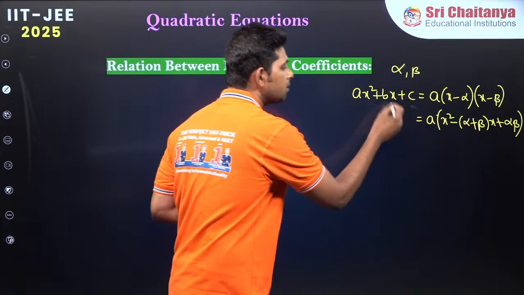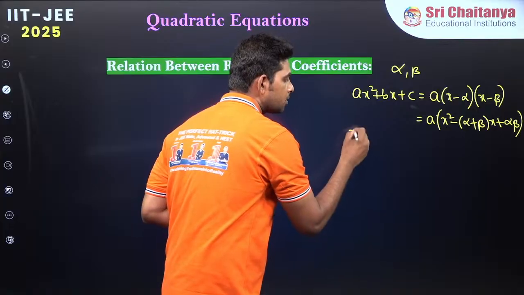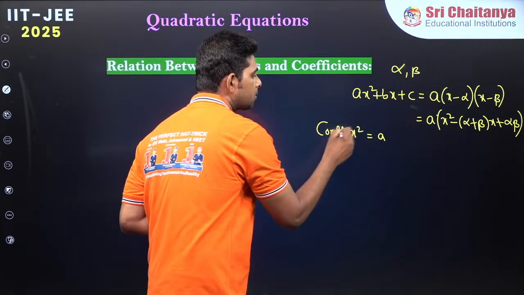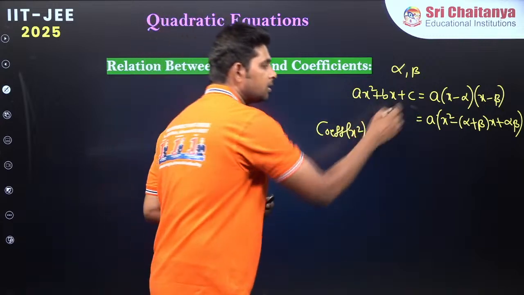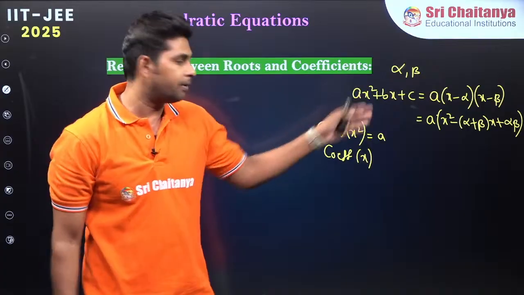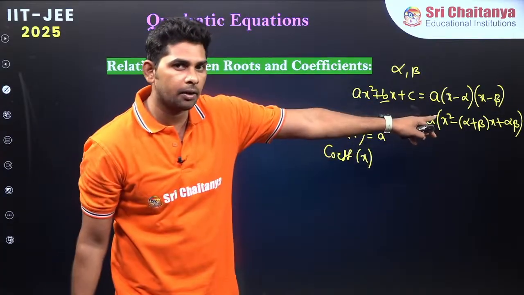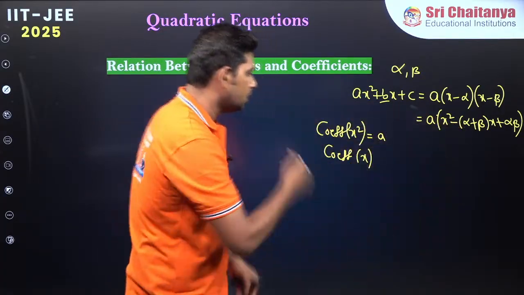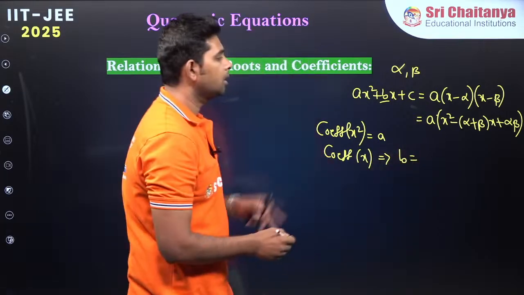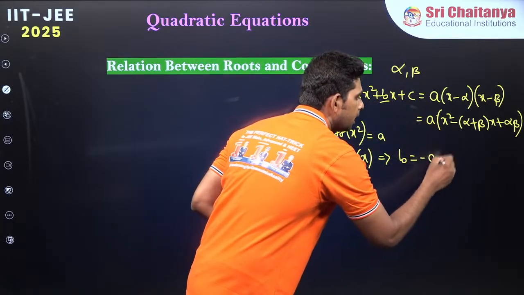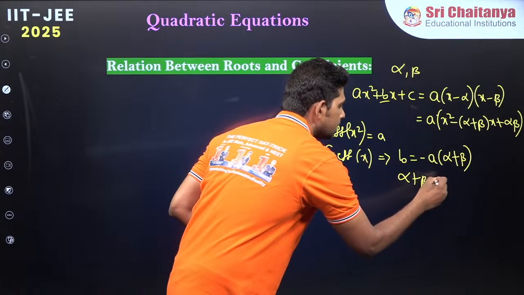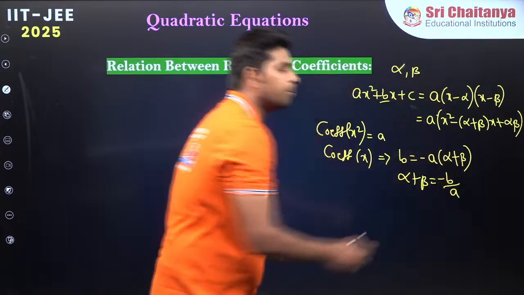Now you just compare these two equations. What is the coefficient of x square? The x square coefficient is a only. And what is the coefficient of x? On the left side it is b. On the right side it is minus a times (alpha plus beta). So what will alpha plus beta be in this case? It is going to be minus b by a.